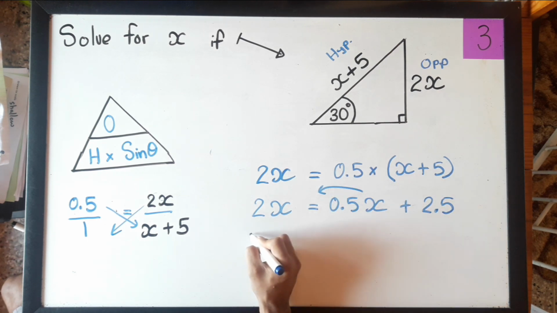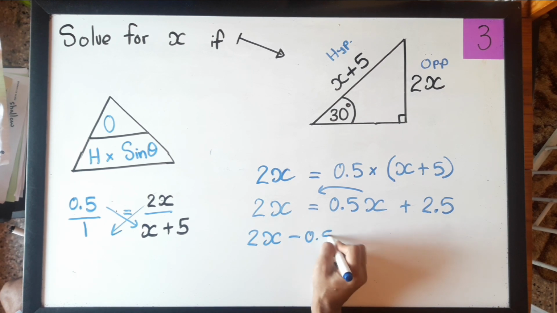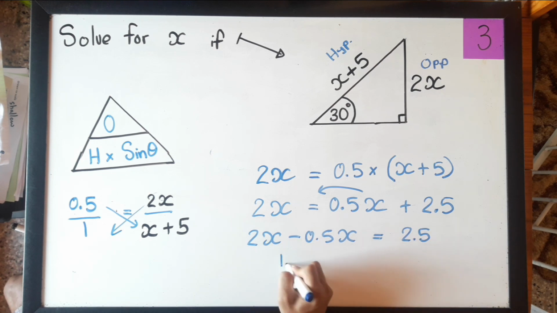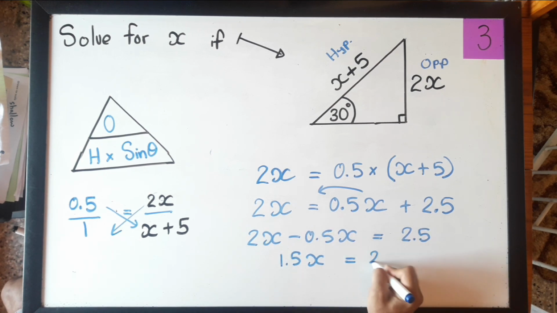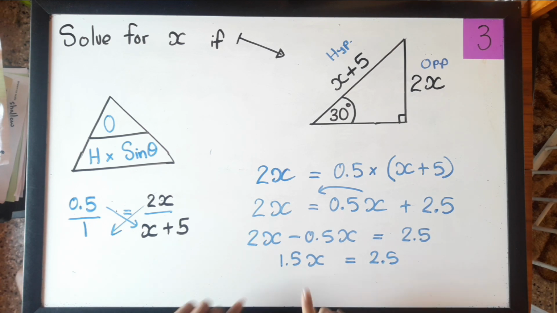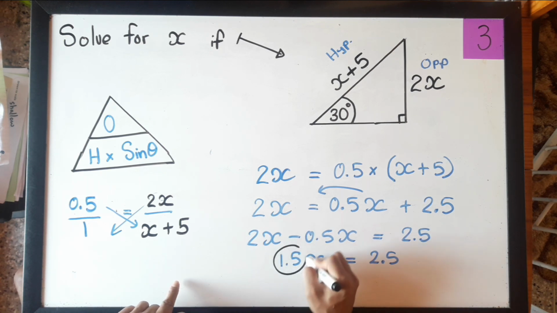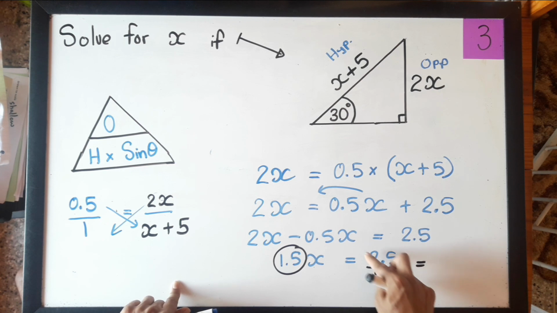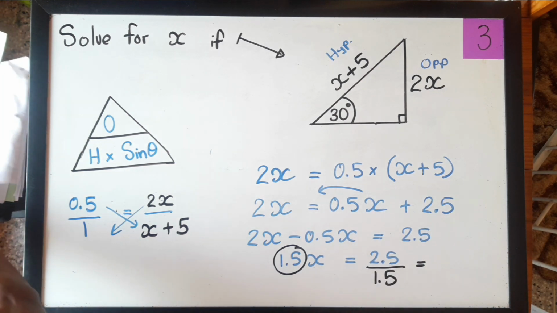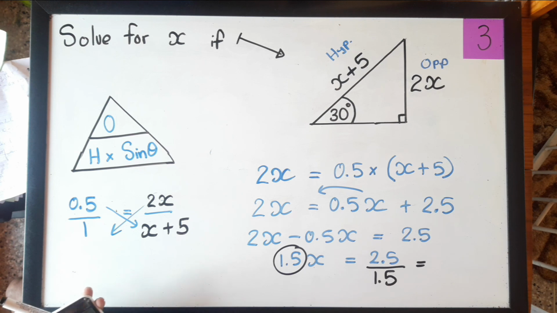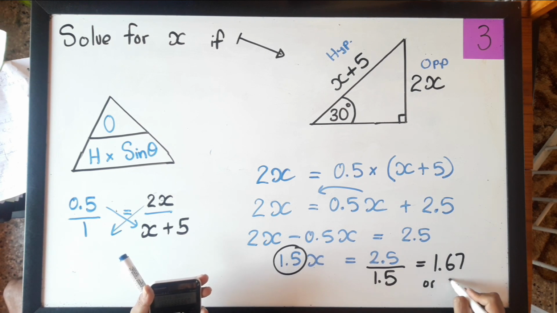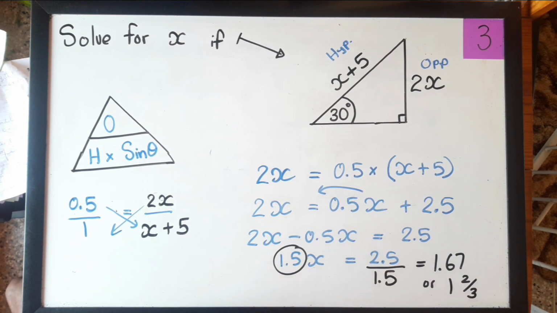Throw all the x's on one side. We get 2x minus 0.5x is equal to 2.5. 2 minus 0.5 is 1.5x is equal to 2.5. Let's solve for x quickly. Between here and here, there's a secret multiply. Throw across the multiply, you will get a divide. So x is equal to 2.5 divided by 1.5. Let me quickly do that on my calculator. 2.5 divided by 1.5 is 1.67, or 1 2/3.